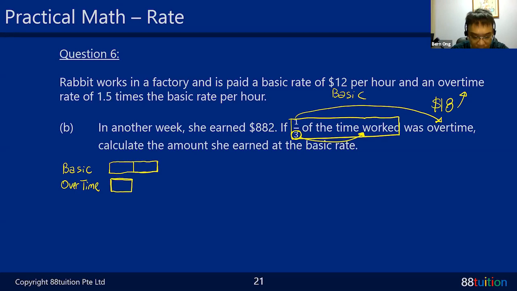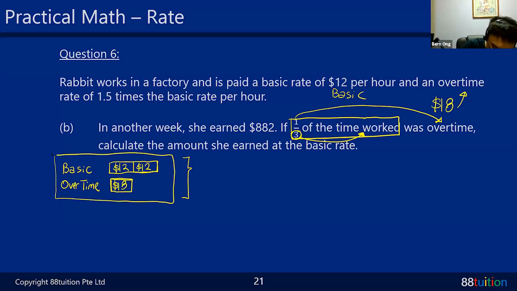Everything down here, she will earn a total of $882. But for basic, she will earn $12 down here, and $12 down here. For overtime, she will earn $18. So this is like one set. One set is how much? $12 plus $12 plus $18. That will be $42.